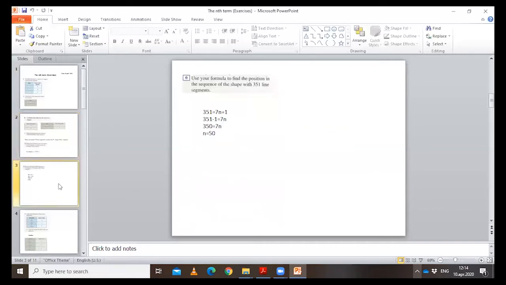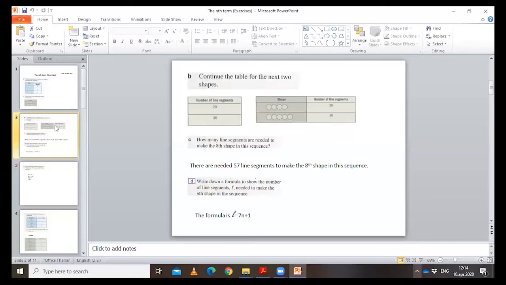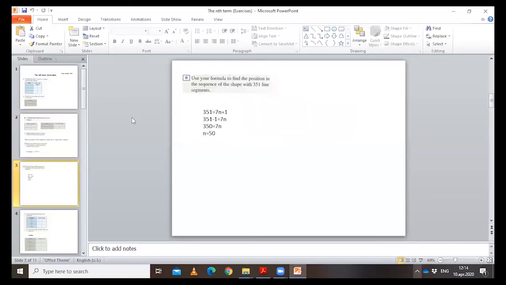Now, there is another requirement. The requirement E: use your formula to find the position in the sequence of the shape with 351 line segments. Since we denoted by L the number of line segments, now we will substitute 351. 351 equals 7n plus 1. But this is a simple equation.